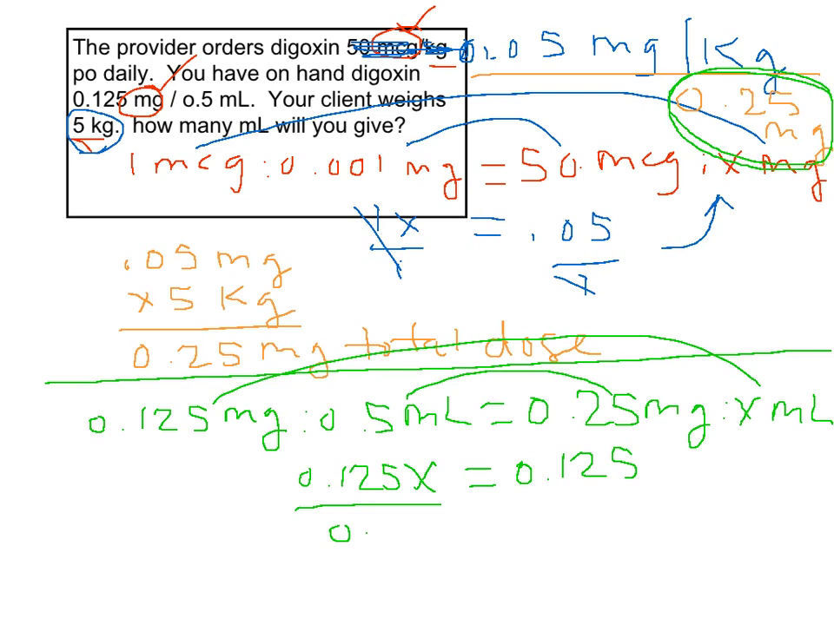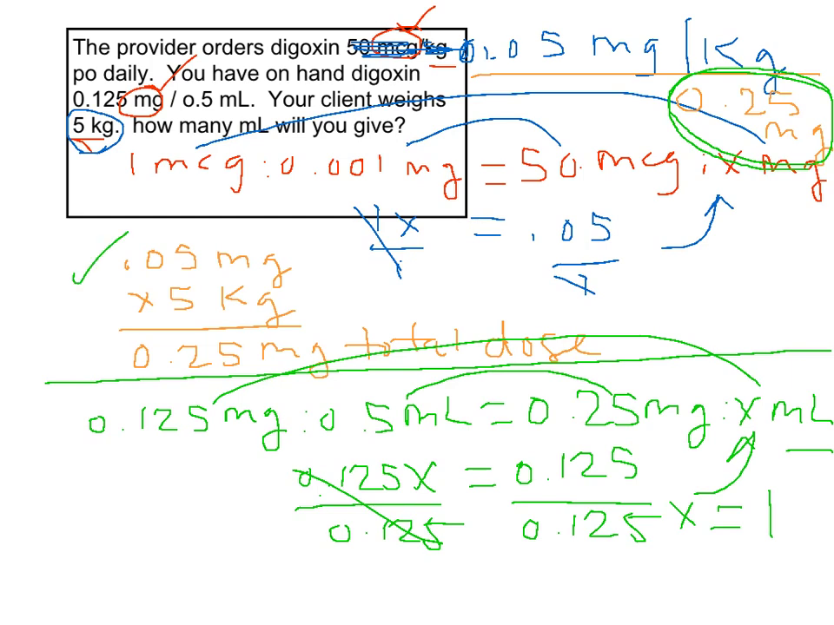Interesting. So divide by the 0.125. Do that on the other side also. And your answer then is 1. X equals 1. 1 what? 1 milliliter. So we had to go through 3 steps in conversions. A couple different conversions and then this multiplication thing over here to figure out how many mils you will give. And the answer is 1 milliliter of the digoxin.